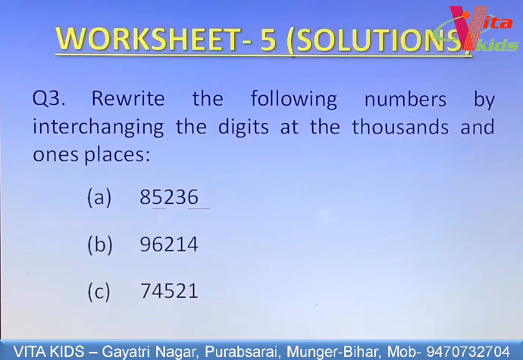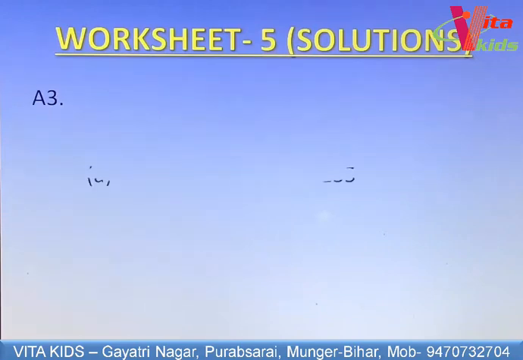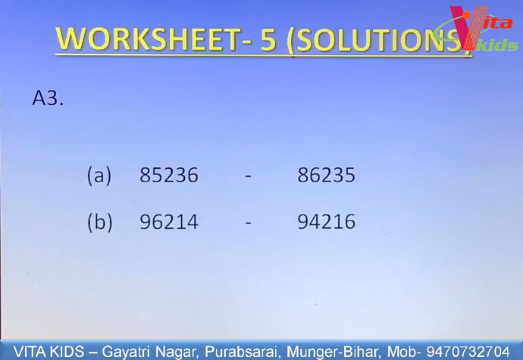Question number 3. Rewrite the following numbers by interchanging the digits at the thousands and ones place. The first one I had underlined the digits for you. Now we have to change the place of 5 and 6. That is, interchange their places. The new number thus formed will be 86235. The next one, 4 is at the tens place, 6 is at the thousands place. So we will interchange the place of 4 and 6 and we will get 94216.